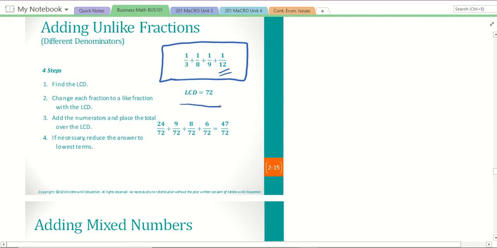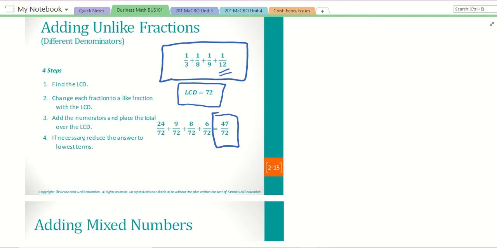We find out that 72 is our least common denominator. It's the lowest number that all of these numbers will go into. So how many times does 3 go into 72? 24 times. How many times does 8 go into 72? 9 times. How many times does 9 go into 72? 8 times. And then we just add them up and we get our number. Okay, 47 over 72. And that cannot be reduced anymore.